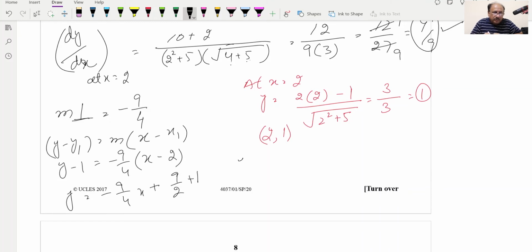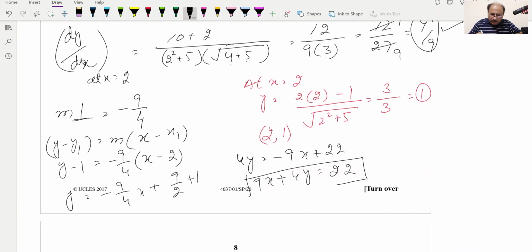Now we can multiply everything by 4 and we will get 4y is equal to minus 9x plus 22. We can shift 9x to the other side, so 9x plus 4y is equal to 22. This will be our final equation.